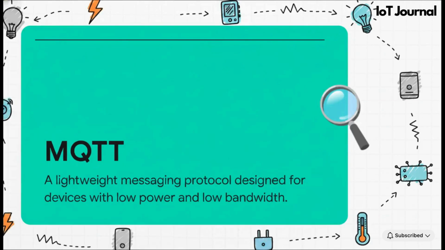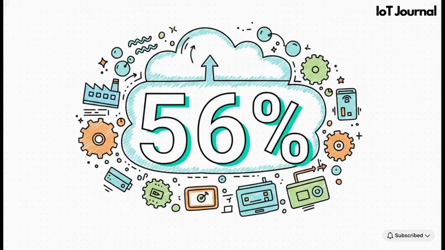Because of those tough early constraints, we get its core definition. MQTT is a lightweight messaging protocol designed specifically for devices with low power and low bandwidth. Today, it's the de facto standard for IoT messaging. To put that in perspective, a 2024 survey by the Eclipse Foundation shows 56% of industrial IoT developers are using it. That is up 7% from last year alone.